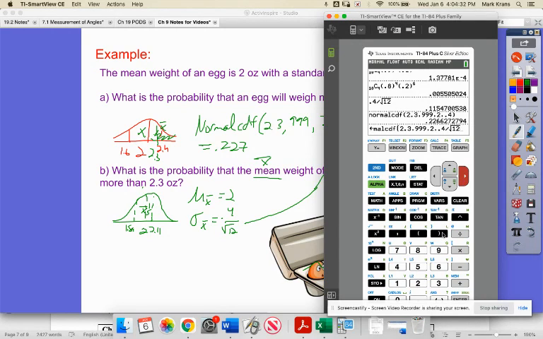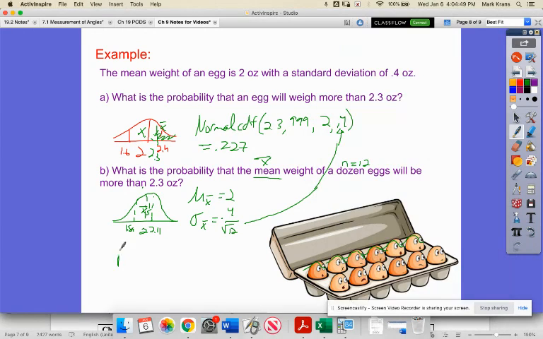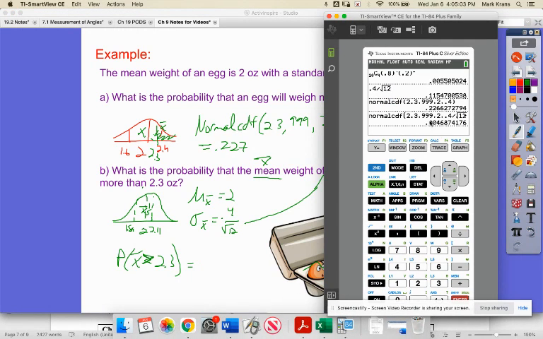Now we're talking about the sampling distribution. This was a single egg. This is a sample of 12 eggs, and so we're comparing it to the sampling distribution of a dozen eggs. And we find the probability of an x bar greater than 2.3. That would require a bunch of heavy eggs. That only happens, what did we see? 0.005.